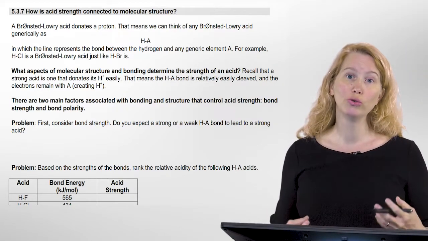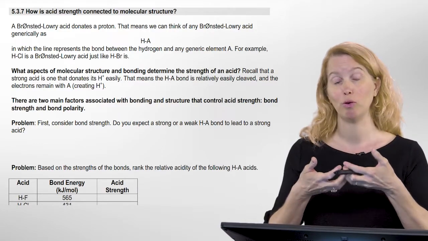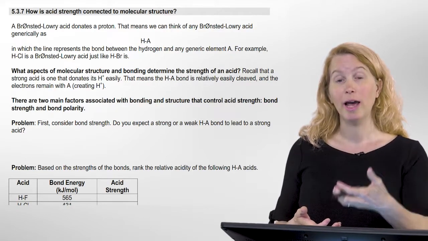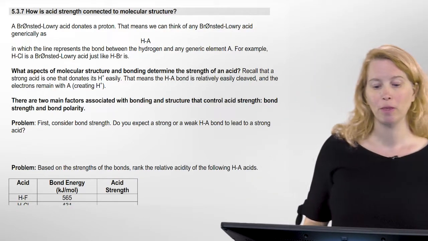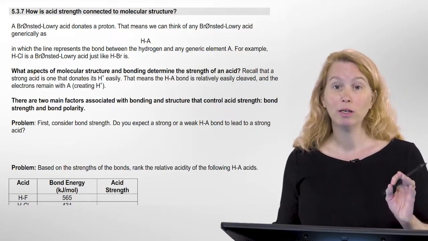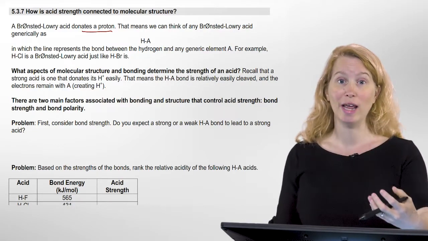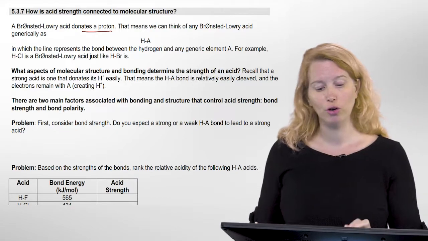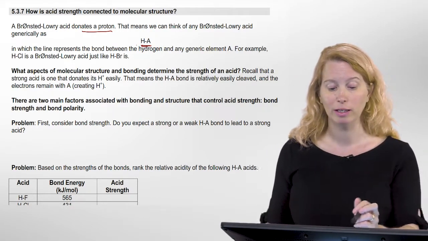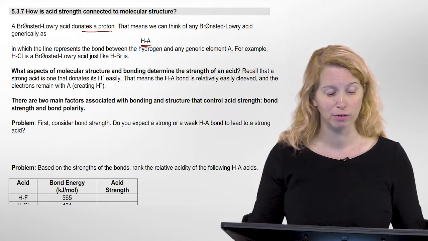So how can we use the information that we know about the basic chemistry of how atoms form bonds to predict whether or not something will be acidic and how acidic it will be? So let's get started. The first thing you have to remember is that Bronsted-Lowry acidity is the ability to donate a proton. So we can depict any Bronsted-Lowry acid generically just as a hydrogen atom attached to the rest of the acid that I've abbreviated here as A.